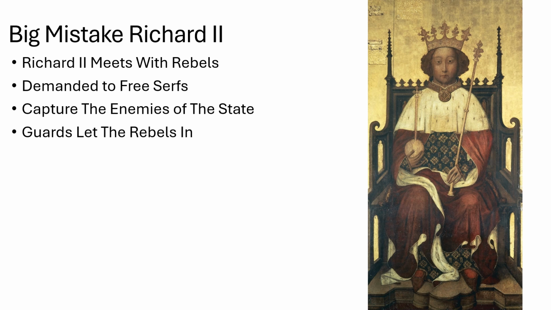But what he instead does is make the mistake of saying, "Oh, okay, well, you can capture the enemies of the state. We're going to get rid of the enemies of the state, and you can have all your demands. I'll end serfdom, we'll do whatever." And so the rebels are like, "Wow, we've been blessed by the king. This is so great." And so they march on the Tower of London, which, by the way, King Richard is only 14, so he probably was fairly easy to convince to give in.